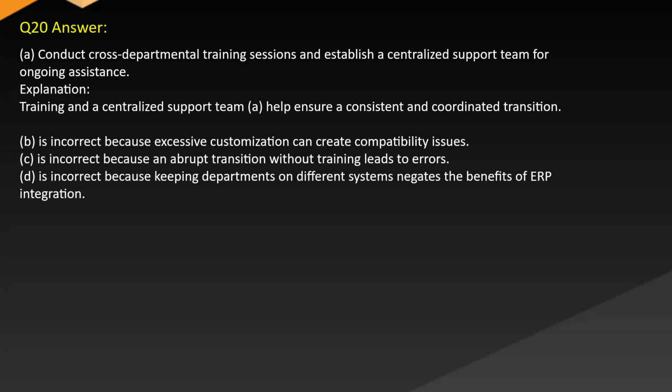Answer: A. Conduct cross-departmental training sessions and establish a centralized support team for ongoing assistance. Explanation: training and a centralized support team may help ensure a consistent and coordinated transition. B is incorrect because excessive customization can create compatibility issues. C is incorrect because an abrupt transition without training leads to errors. D is incorrect because keeping departments on different systems negates the benefits of integration.